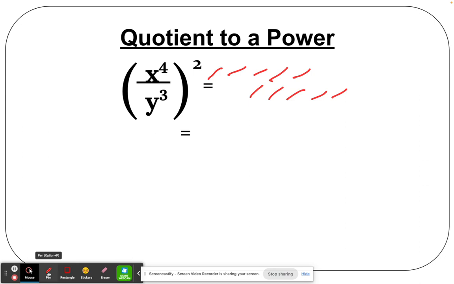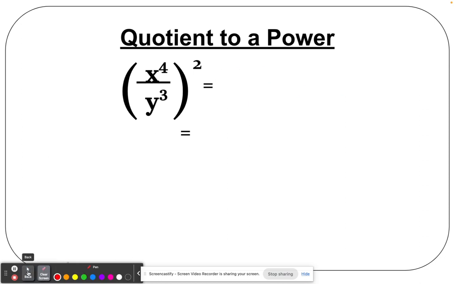Okay, what about raising a quotient or a division to a power? In this case, if I raise my power to a power, again, I need to multiply my powers. So 4 times 2 is 8. That will give me x to the 8th power in the numerator. Then I also have to raise this denominator to the 2nd power. 3 times 2 will give me y to the 6th power in my denominator.